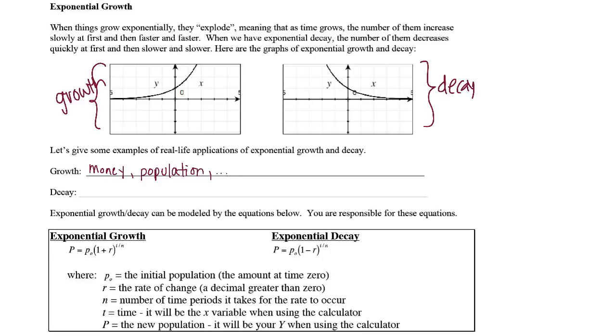Now for decay, a lot of times in science you talk about half-lives, and that would be a decay. It's a way of looking at elements, so half-life of elements. Also new car value. Let me slide this over. So anything you see that's going to decline in value, then you're going to have a decay.